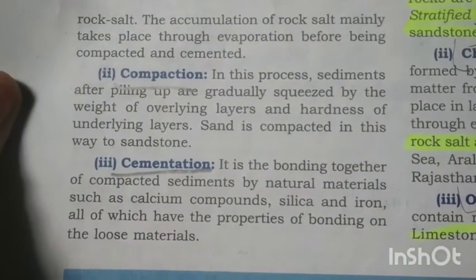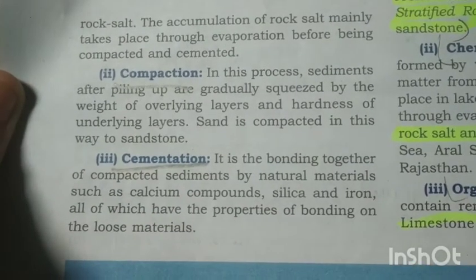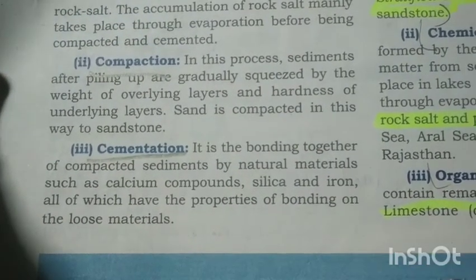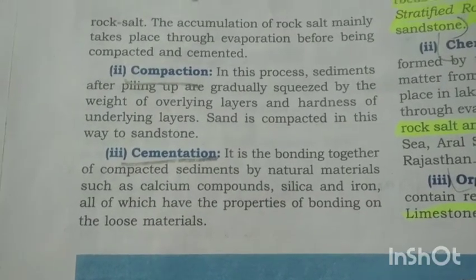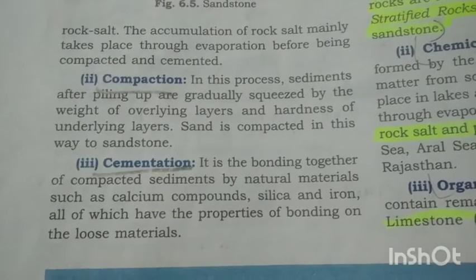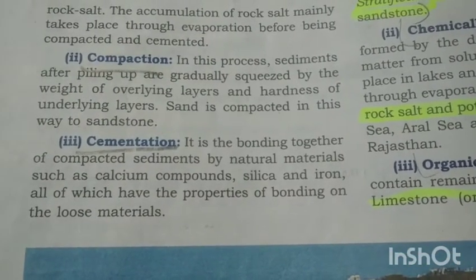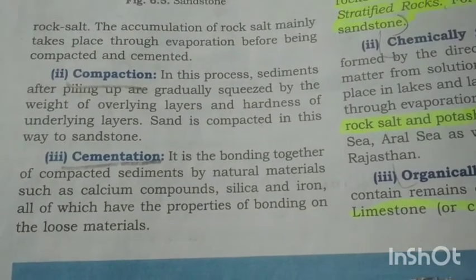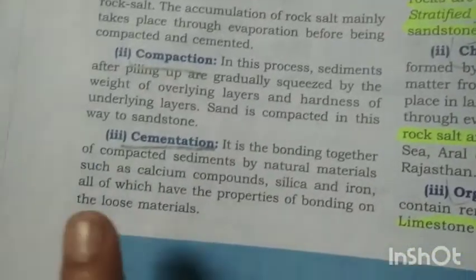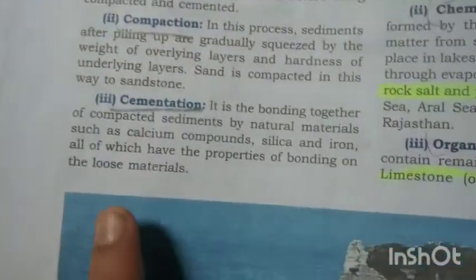Water from the loose material gets heated up and evaporated as water vapor. Second is compaction. In compaction, the sediments are piled up, and then the sediments are compacted, squeezed by the weight, and then turned into hard rock. And sand is compacted in this way to sandstone. This is sandstone.